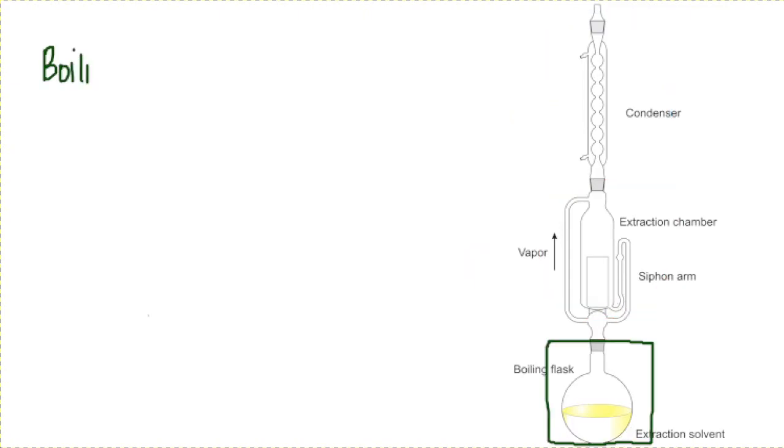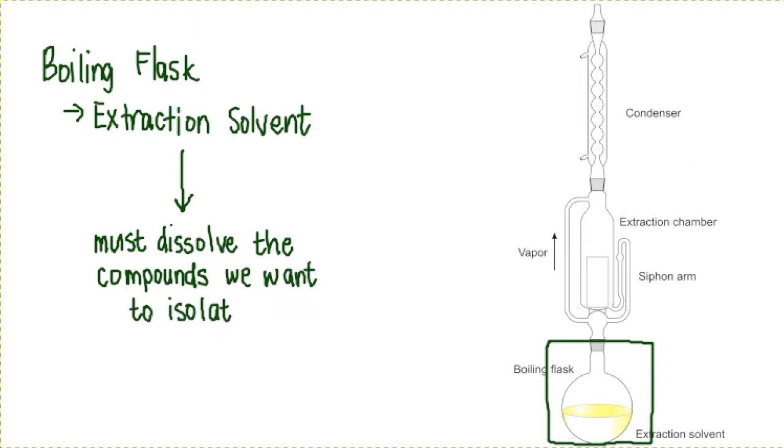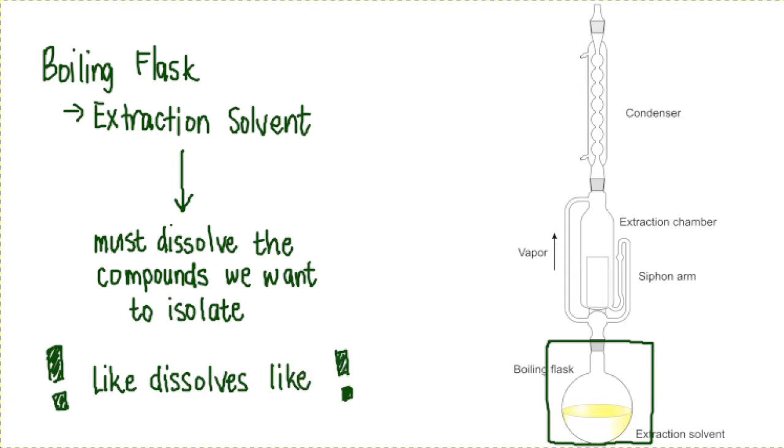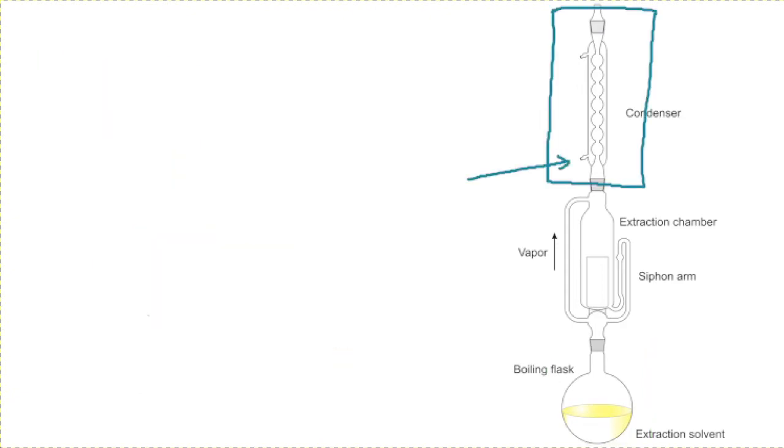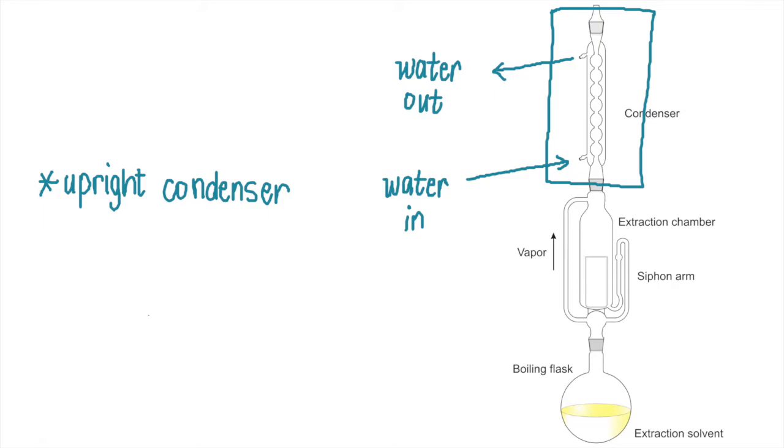The boiling flask simply contains the extracting solvent. We expect that any compounds in our sample that dissolve in the solvent can be extracted. Remember the rule: like dissolves like. The reflux condenser, on the other hand, is the same as the condenser that you have seen in your simple and fractional distillation setups. The difference is that the condenser in the Soxhlet apparatus is upright, which is essential to the operation of the Soxhlet.